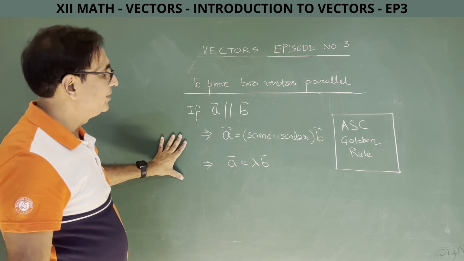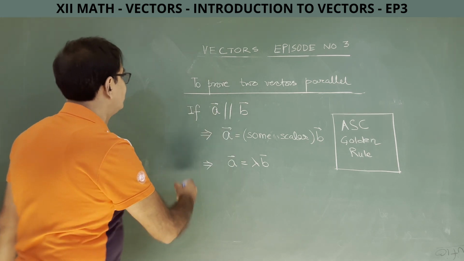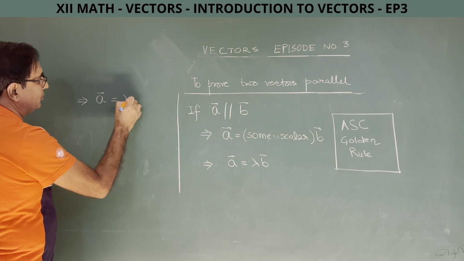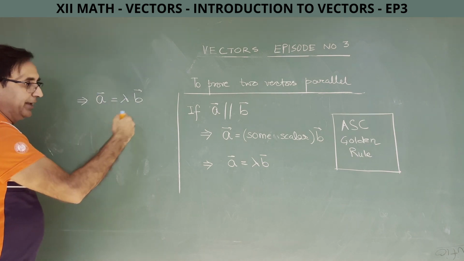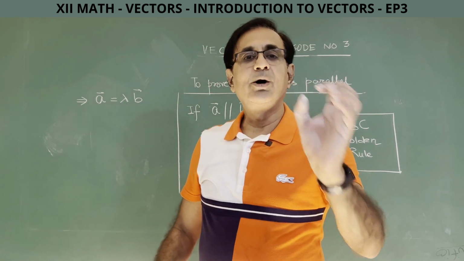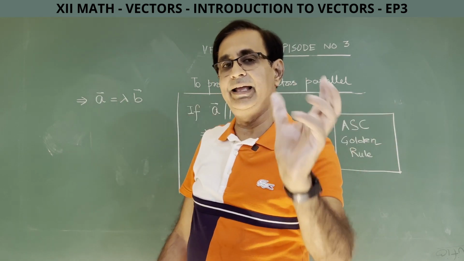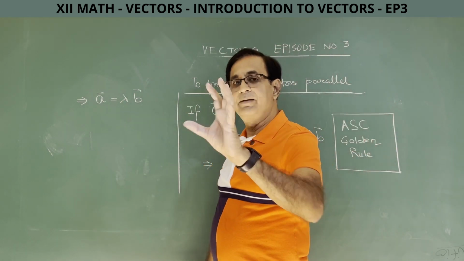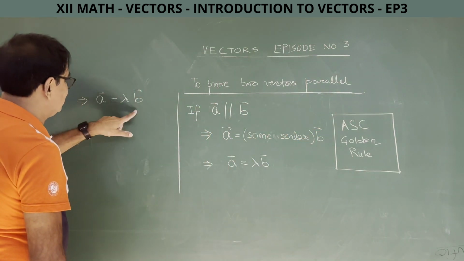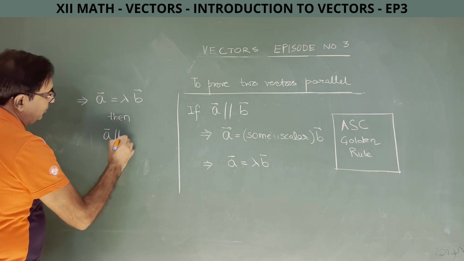Alright, so you must remember it, and hence I have written it as the ASC golden rule, and I am going to use it in the reverse direction also. Suppose I end up proving A is equal to lambda B. I am doing some numerical step by step, I come down, the last line is I prove A is equal to 2B, or I prove vector A is equal to minus 3 of vector B, or A is equal to 5 times B. When I say A, I mean vector A. Then what inference can I draw? So, if you end up proving A is equal to lambda B, then the inference you can draw is vector A is parallel to vector B.